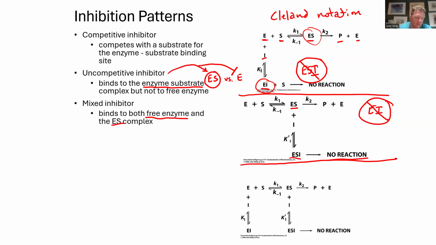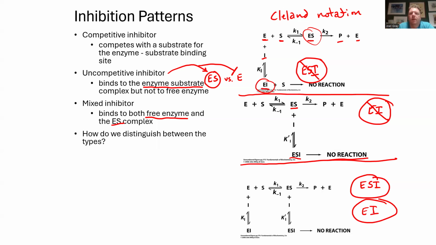Instead, think about what the inhibitor can possibly do. In the case of a mixed inhibitor, ESI can form. So I'll put a circle around that. In the case of a mixed inhibitor, EI can form. So a mixed inhibitor effectively does what a competitive inhibitor and an uncompetitive inhibitor do kind of in combination with one another.